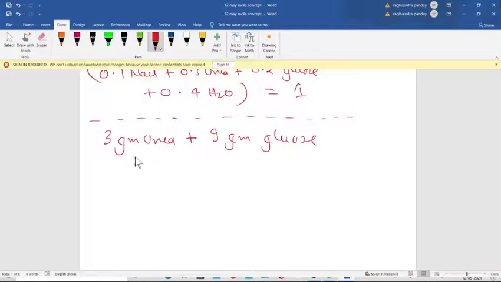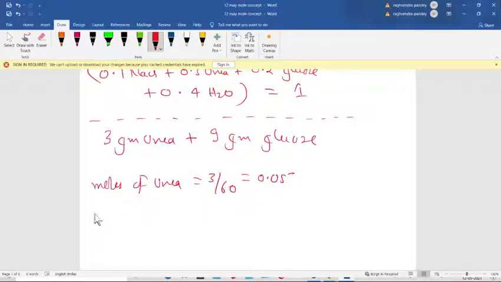So what are the moles of urea? Moles of urea is 3 by 60. 60 is the molecular weight of urea. So it will be 1 by 20 or 0.05.